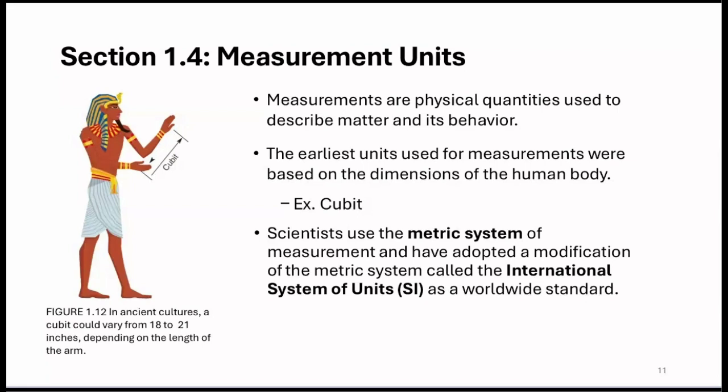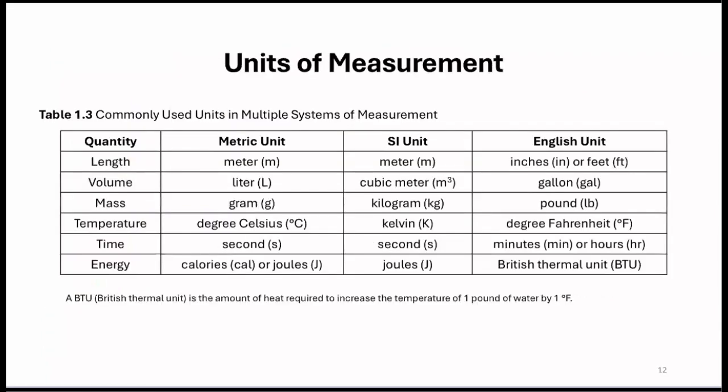As you can imagine, scientists needed to develop a more standardized way to look at units of measurement. And that's why they created the metric system for measurements. Later, a modification of this metric system was created, and they developed the SI unit for measurements. When it comes to units of measurements, as I just described, by now we have the metric unit system, the SI unit system, and even the English unit system.